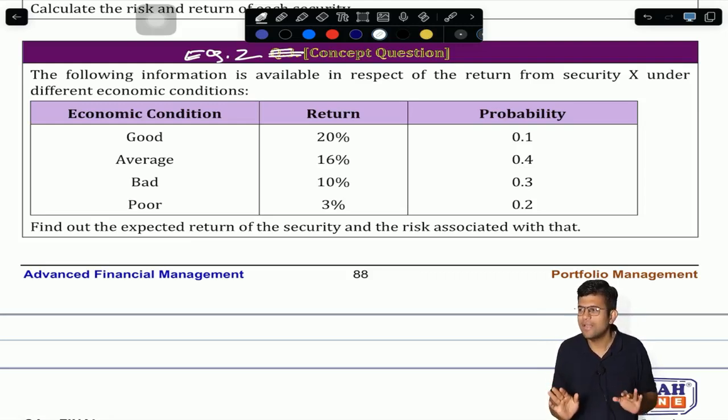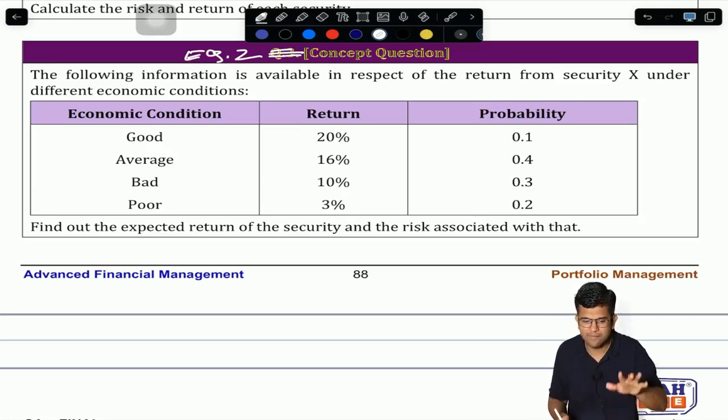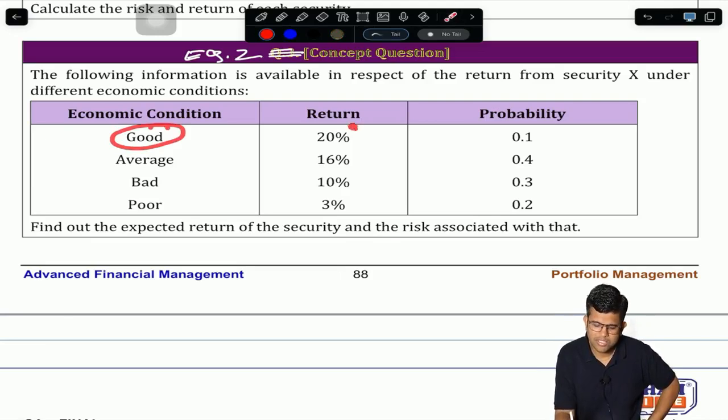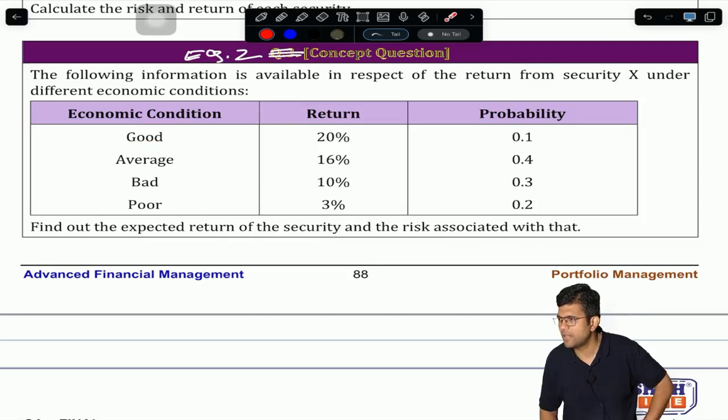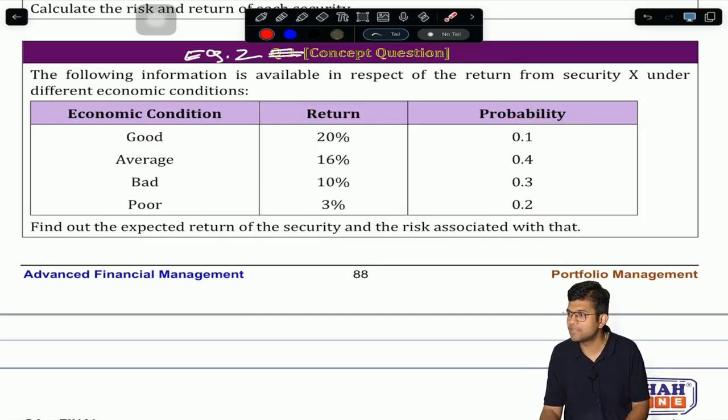Everybody clear? It is like this. I want to know how much this share will give in the coming year. Correct? I am not looking in the past. I am simply talking about future. I am saying if the economic condition is good, share will give this much. If the condition is average, share will give this much, and so on. And for all the conditions, we have some probabilities. Probability means the chance of occurrence.